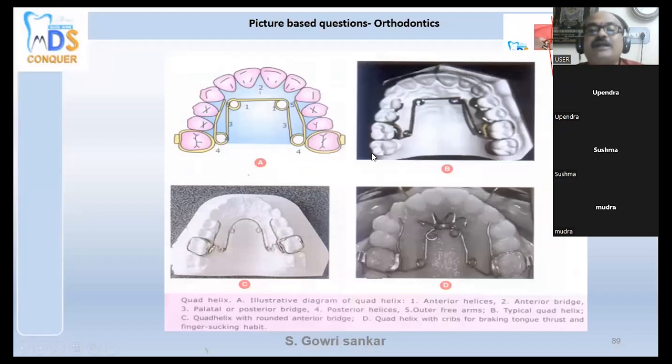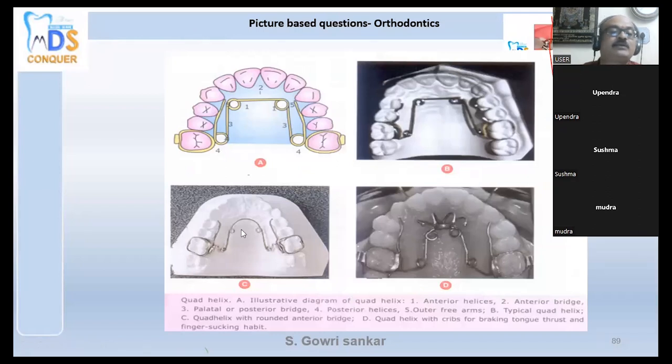Another favorite question, quad helix. What is the appliance that is given during mixed dentition that helps in skeletal expansion? Quad helix. It may be bihelix. If only two helixes are given, it is called bihelix. It may be fixed or removable. It comes with tongue spikes.